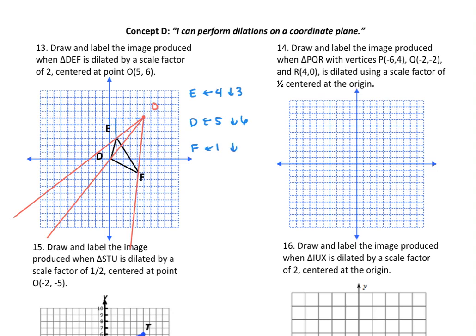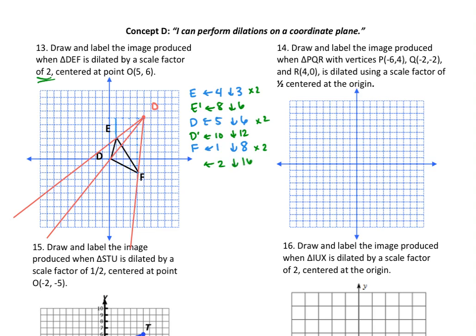And then I go down 1, 2, 3, 4, 5, 6, 7, 8. So if we're dilating by a scale factor of 2, that means I'm just going to multiply these distances by 2, and that's going to give me my new points. So E prime, I'm going to go left 8, down 6. D prime, I'm going to go left 10, down 12. And F prime, I'm going to go left 2, and I'm going to go down 16.